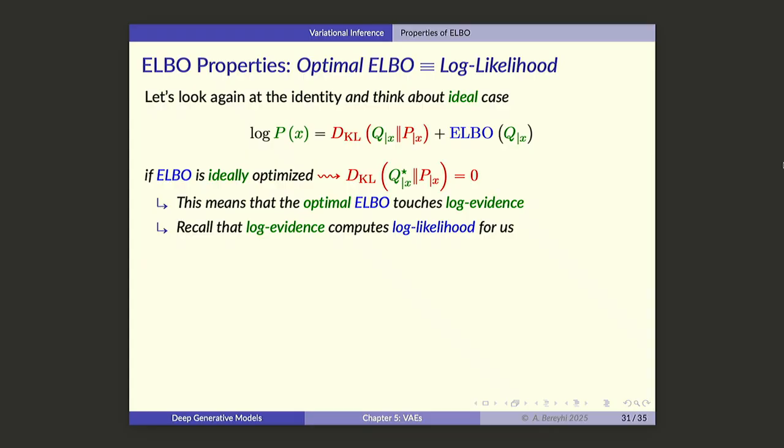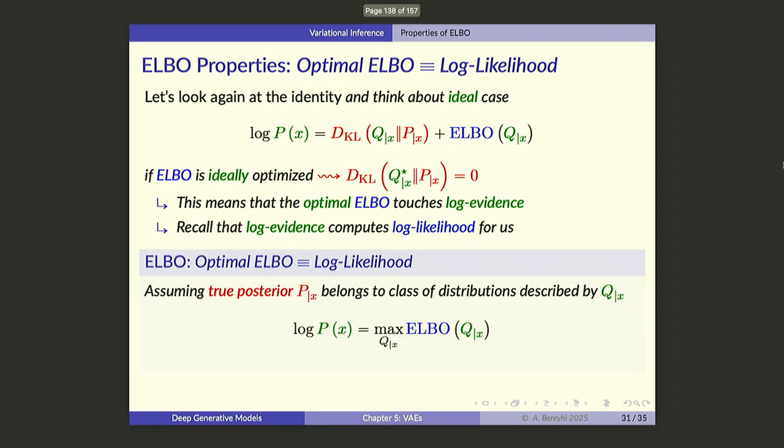And this means that ELBO is able to compute the log likelihood for us. It's not simply a lower bound. It's really computing it when it's maximized. So this is the second key property, that the maximum of ELBO is exactly the log evidence, or log likelihood in our case. Everybody's cool? Questions? No question?